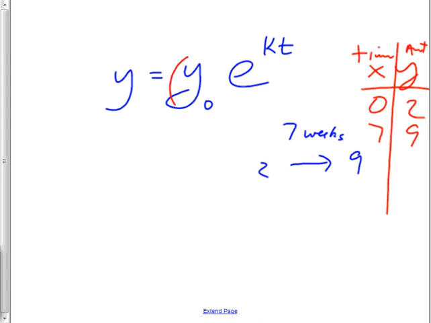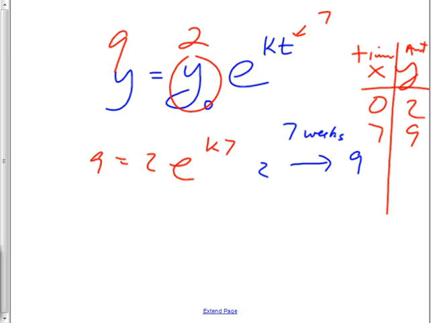I'm going to start with y0 being my original amount, which is 2. My new amount is 9. My k, I don't know. My t was how big? 7. So then I write 9 equals 2e to the k times 7. Last hour I was having somebody rewrite this and they just rewrote it the way it is. Will that work?